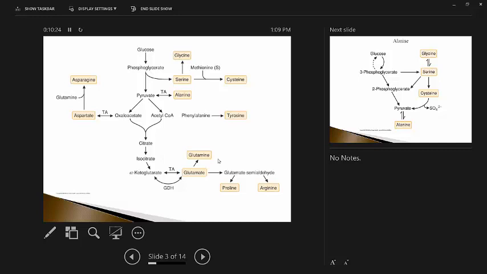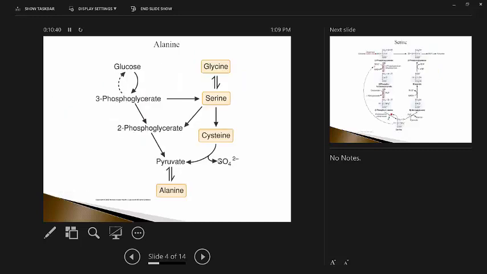So this is by transamination. And then glutamine is going to donate, and we're going to go through this. So these are the amino acids that we're going to be looking at. Some of them are actually just reverses of the breakdown. So the first is alanine. This is the direct synthetic pathway, the anabolic pathway, and this is the breakdown for glycine, serine, and cysteine on this side.